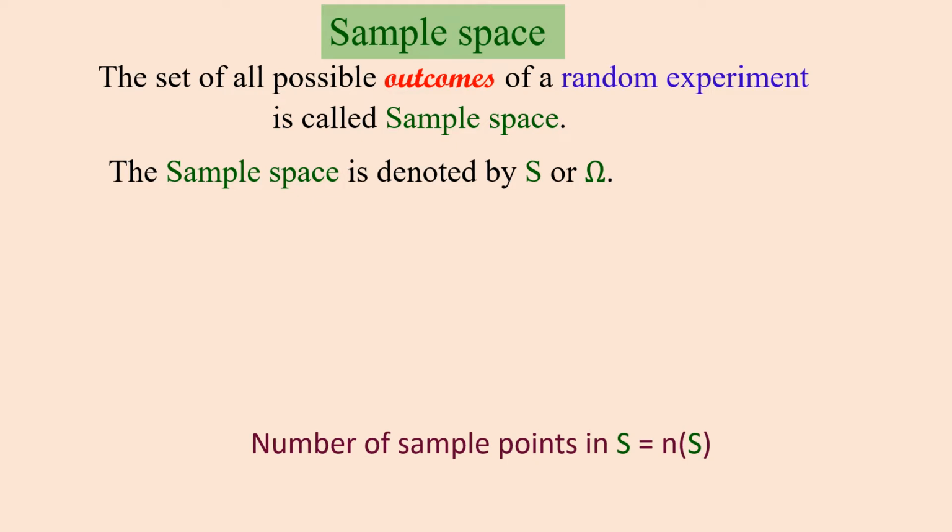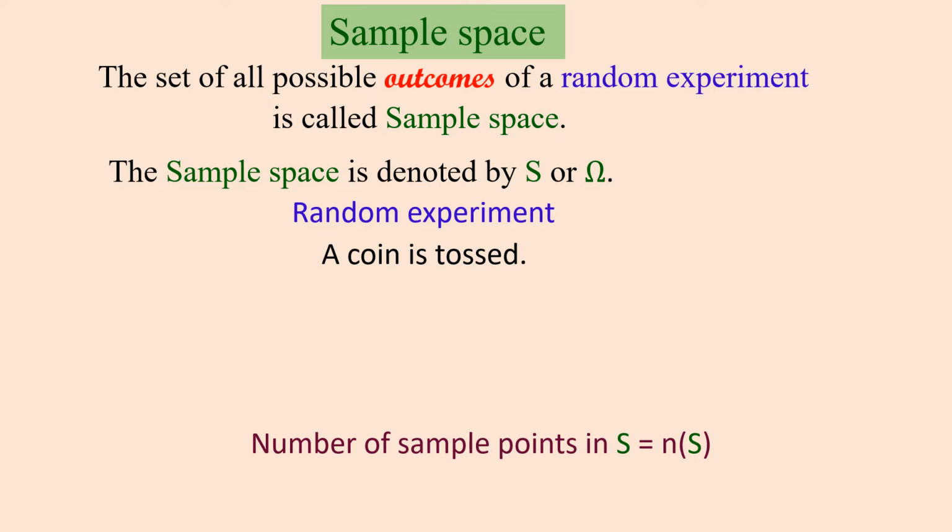Now, as I said, the number of sample points is indicated by n(S), meaning the number of sample points in the sample space. They all come from a random experiment. Do not forget that your sample space is all the random experiment's outcomes. As you have seen in the previous video, all the outcomes that are possible in the random experiment are written as a sample space. If you have any doubt, please watch the previous video whose link is shared with you.